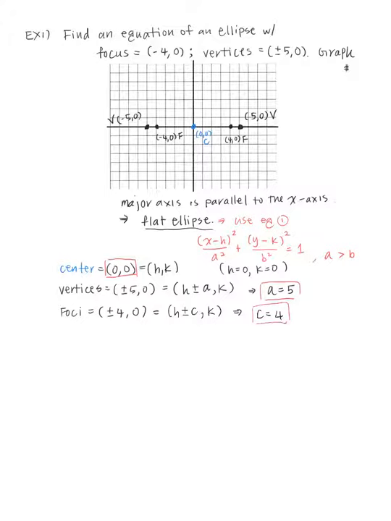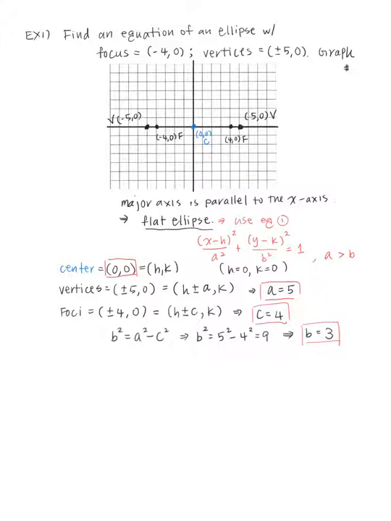All right, now all we need is the value of b. So how do you do that? Use this equation: b squared equals a squared minus c squared. So b squared equals 5 squared minus 4 squared, which is 9. So that implies that our b is going to be 3.